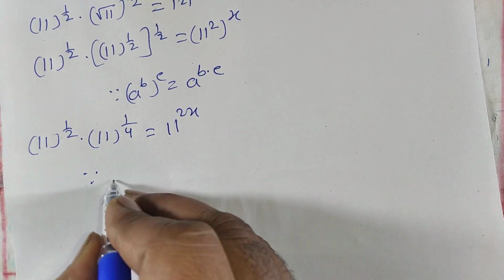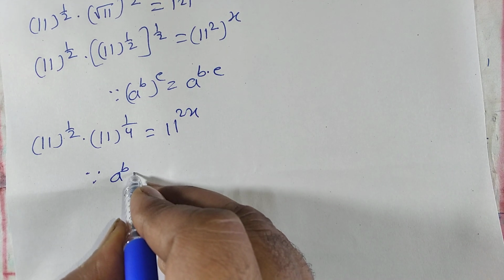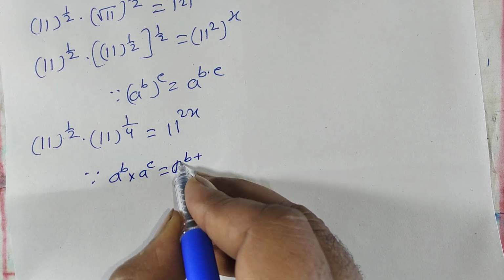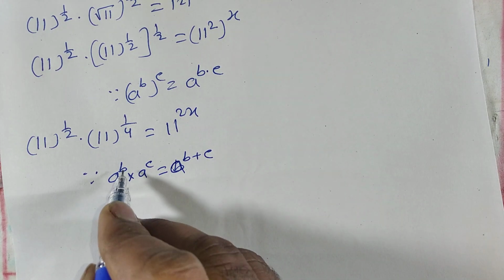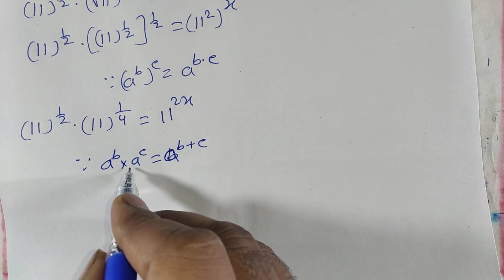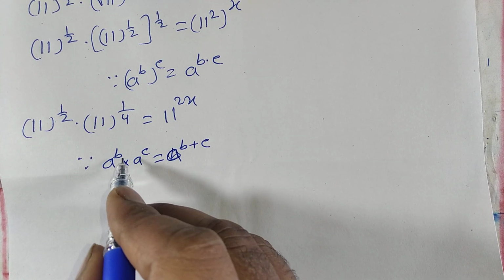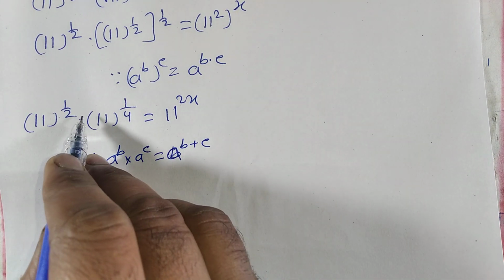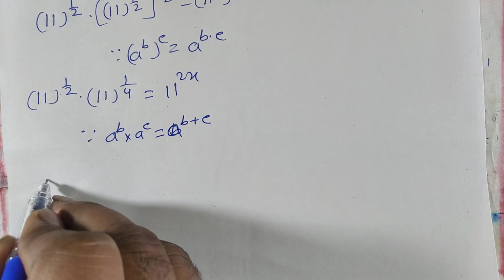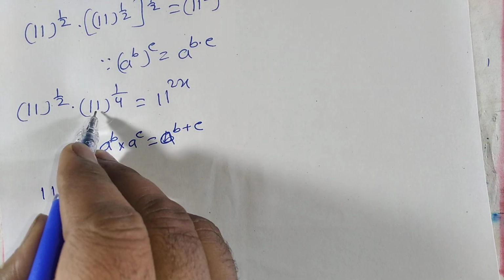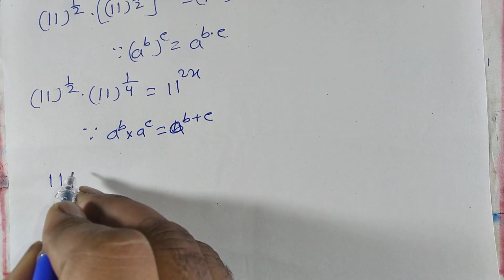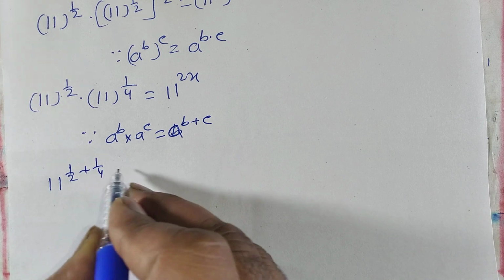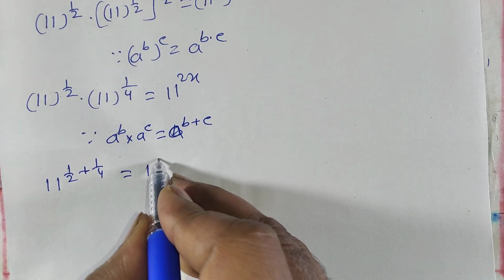Now if we have a to the power b into a to the power c, it is equal to a to the power b plus c. The base and base are the same, and in multiplication we add the powers, b plus c. By using this rule on the left side, 11 to the power, base and base same, then we take the base as single and add the powers: overall 1 by 2 plus 1 by 4 is equal to 11 to the power 2x.